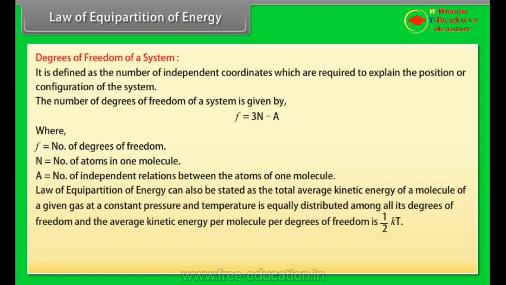The law of equipartition of energy can also be stated as: the total average kinetic energy of a molecule of a given gas at a constant pressure and temperature is equally distributed among all its degrees of freedom, and the average kinetic energy per molecule per degree of freedom is 1/2 kT, where T is the temperature of the gas.